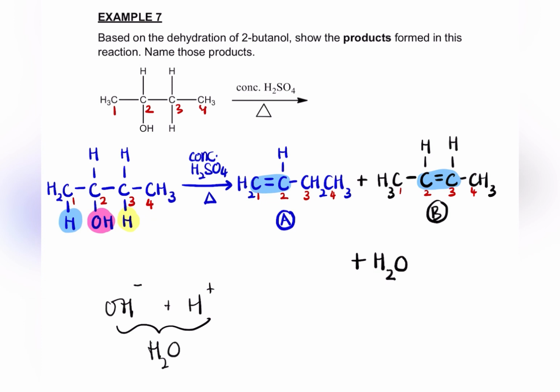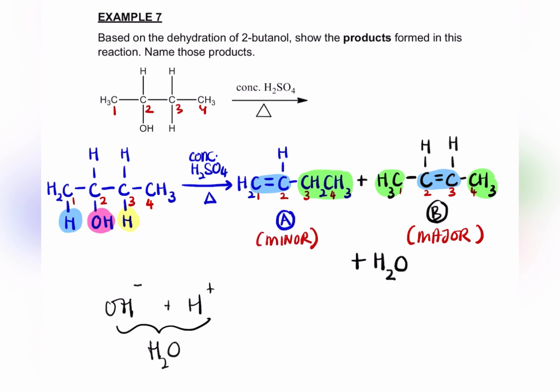You can see that in structure A, you have only one alkyl group, which is this one. And for structure B, you have two alkyl groups, which are CH3 and another CH3 attached to the carbon-carbon double bond. So which one is going to be our major product? The major product is structure B. So I'm going to label this structure as the major product, and this one, A, as the minor product.